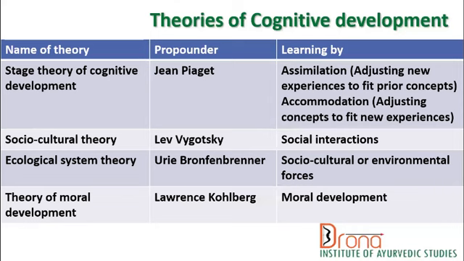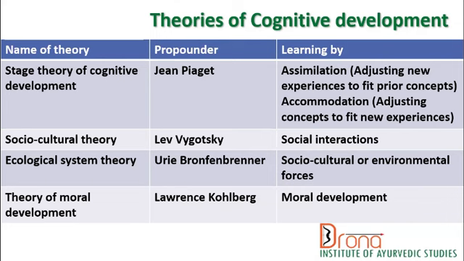So the explanation for this question. The theories of cognitive development are: 1. Stage theory of cognitive development, which is proposed by Jean Piaget. In this, learning is done by assimilation, adjusting new experience to fit prior concepts, and 2. Accommodation, adjusting concepts to fit new experiences.